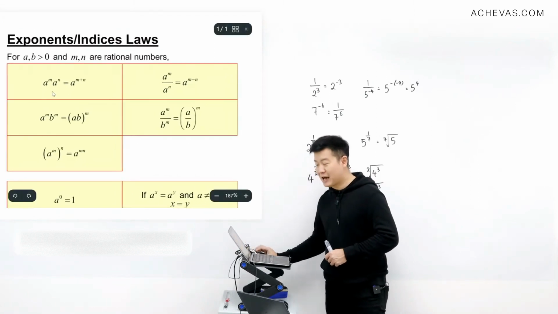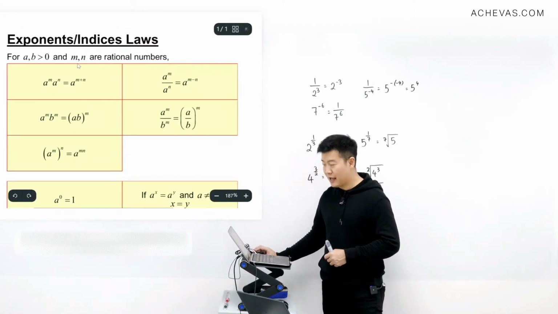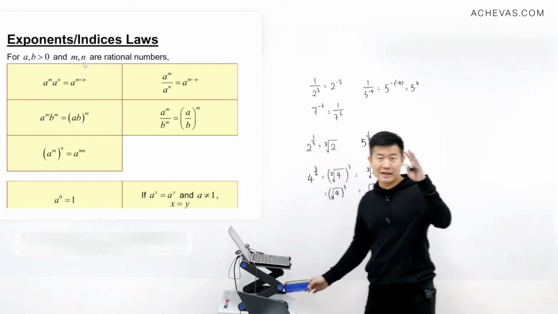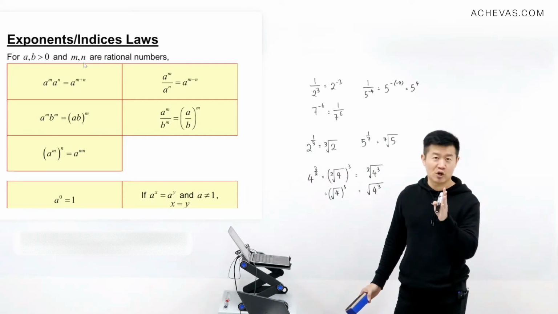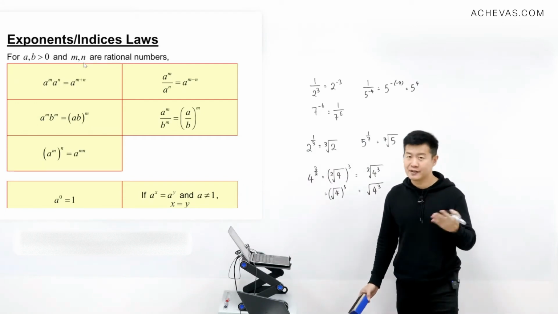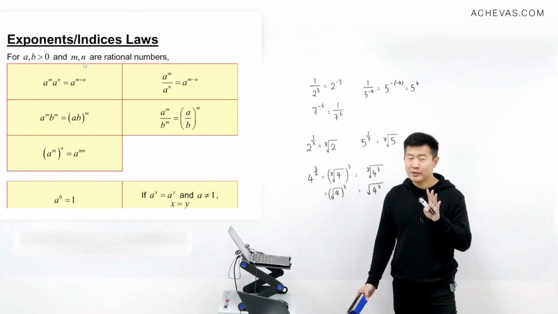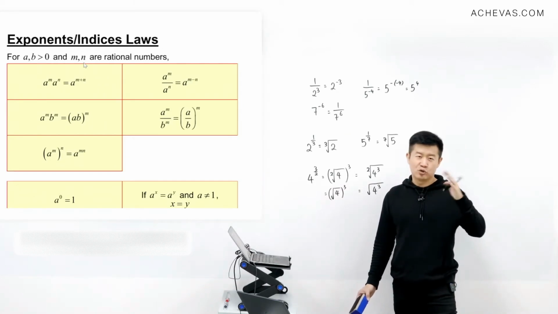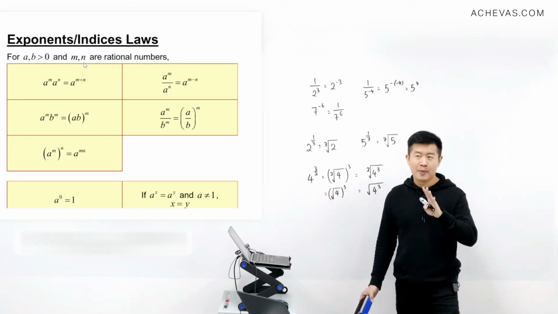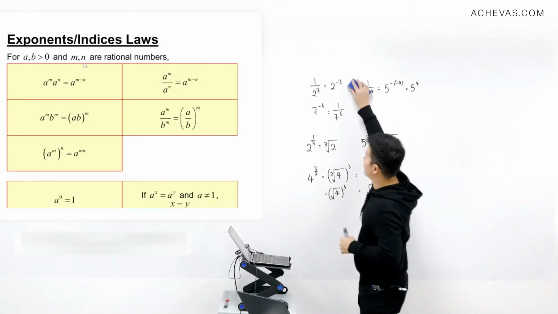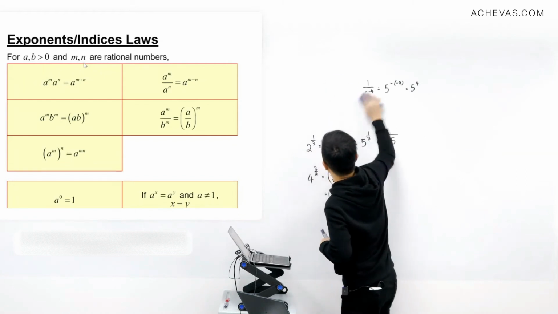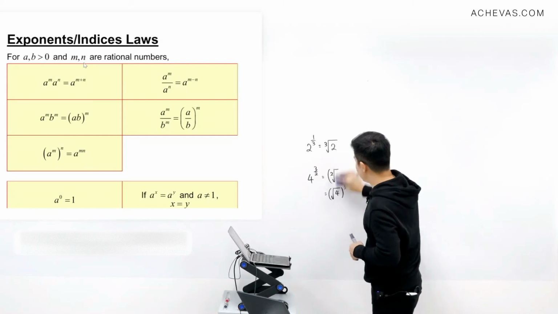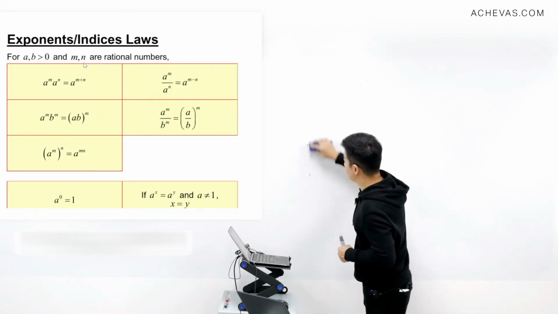If a and b are numbers that are bigger than 0, and m and n are rational numbers, numbers that can be expressed as one integer over another integer. These are called rational numbers. So pi is not a rational number. So in this indices law, we are not going to be dealing with something like 2 to the power of pi. We're going to be dealing with something more like 2 to the power of 7, where the base is positive and the index is a rational number.